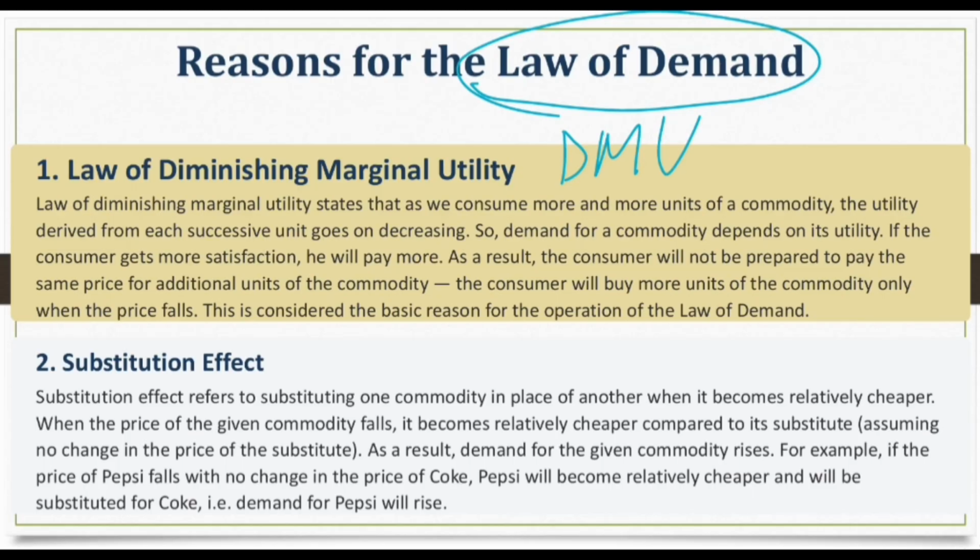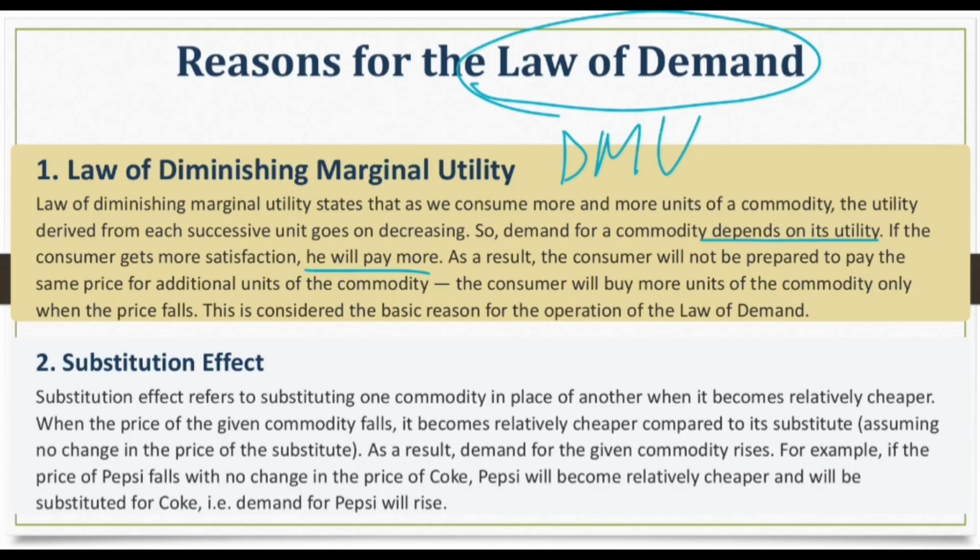So the demand for a commodity depends on its utility. If the consumer gets more satisfaction, he will pay more. As a result, the consumer will not be prepared to pay the same price for additional units of the commodity, right? The consumer will buy more units of the commodity only when the price falls. They are not ready to pay the same prices for many units of the commodities. So this is considered the basic reason for the operation of the law of demand.